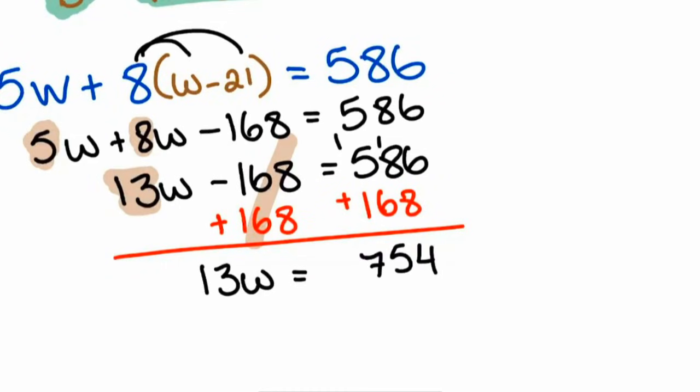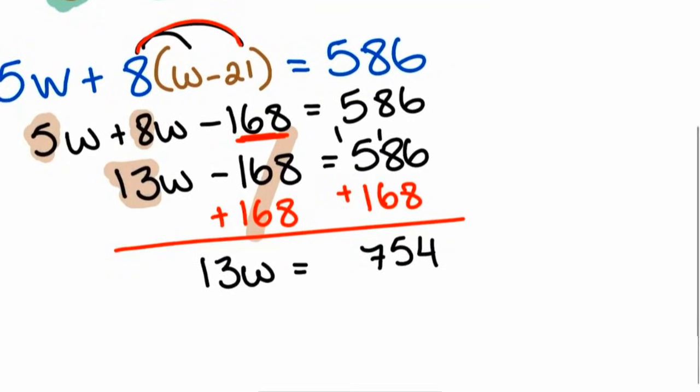And then from there, just to pause really quick for Kendi, I gotcha. So when we distributed 8 times W, that was 8W. 8 times negative 21, that's negative 168. That's where that came from. So if we replace this with a little red, that's this right there. Cool. So coming back to where we currently are, gotcha, Kendi.